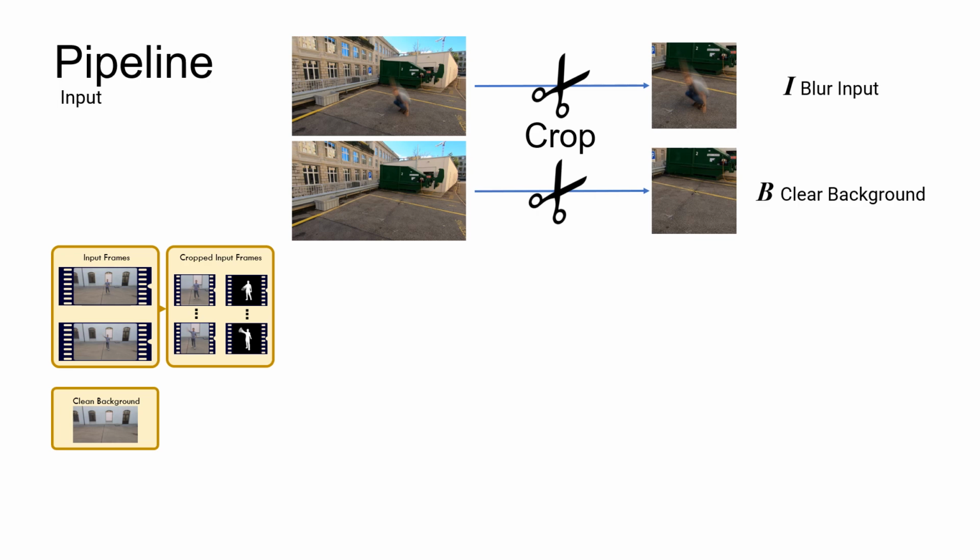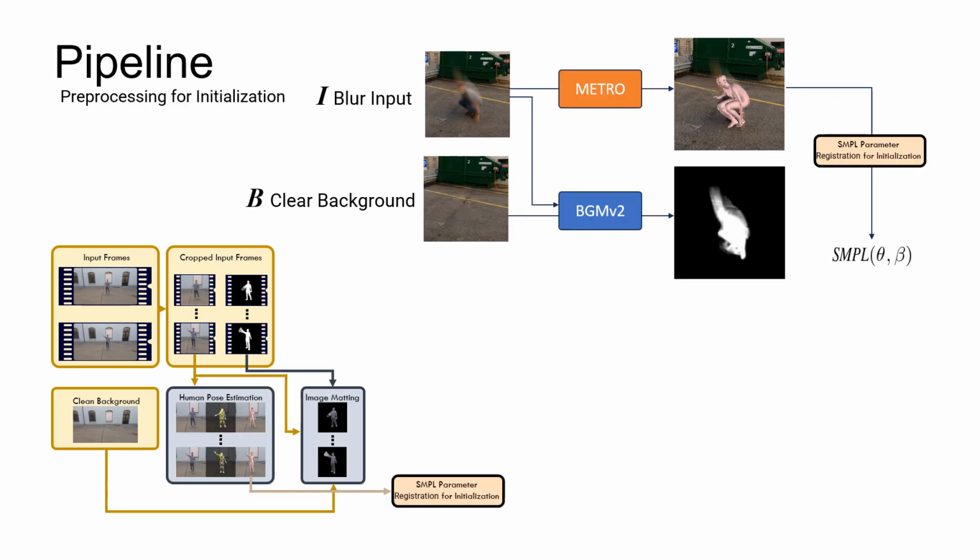For our pipeline, the primary inputs consist of a clean background image and images that capture the motion blur. This blur is a result of rapid human movements captured within the frame. To ensure that our pipeline effectively processes the images, we start by cropping both the images and the background to centralize the motion blur. In our pre-processing stage, we incorporate two pivotal models.